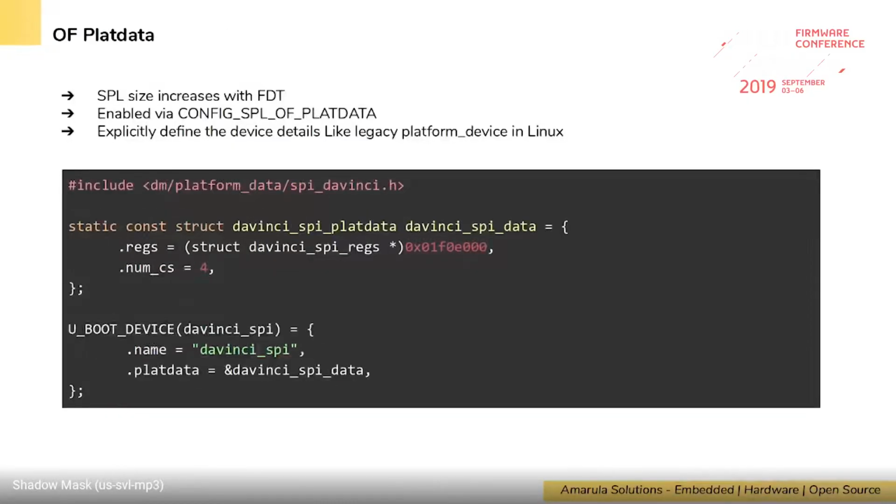As the driver model came into the picture, there are some issues using the device tree in the SPL. I don't want to use the device tree in the SPL, so we have a concept called off-platform data. This is similar to the platform device entry in Linux. So the low SRAM boards which are using SPL can go with platform data instead of going for a full device tree.